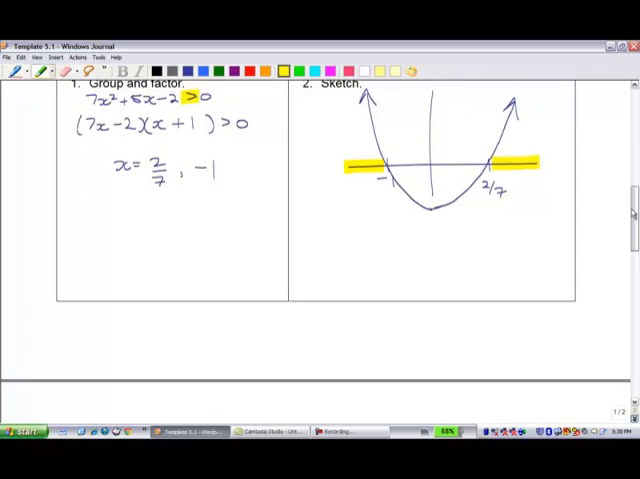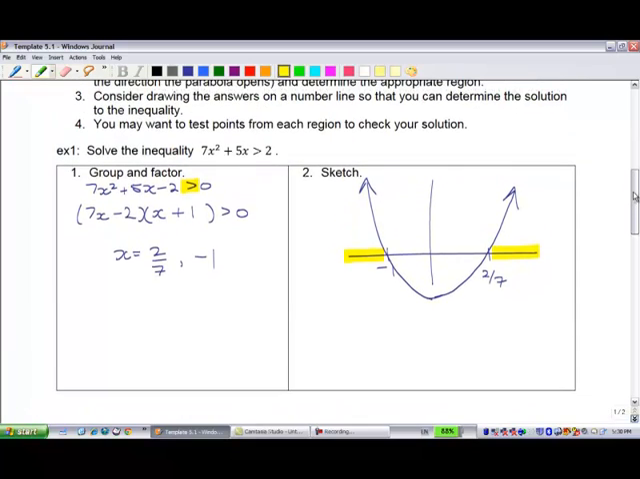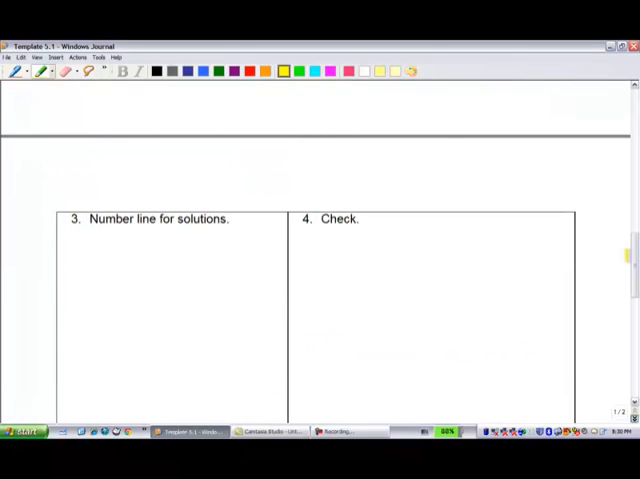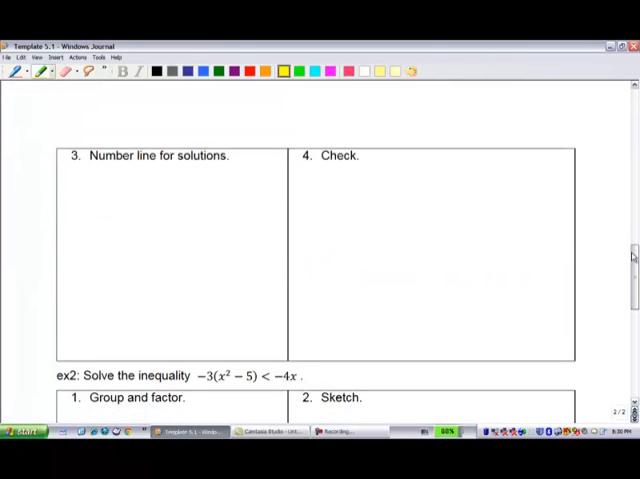So step 3, we can see here, is to consider drawing your answers on a number line. I'm going to do that. Even the check step is probably a good step that you should get into the habit of doing, but let me draw this on a number line. So really simplifying the picture that we just had above, we have -1 and 2/7. It's an inequality where there are no equal signs, so I'm going to use open dots.